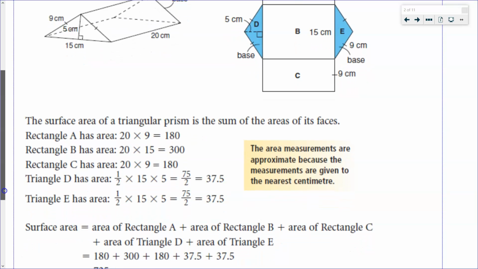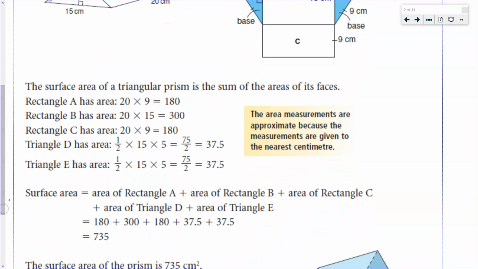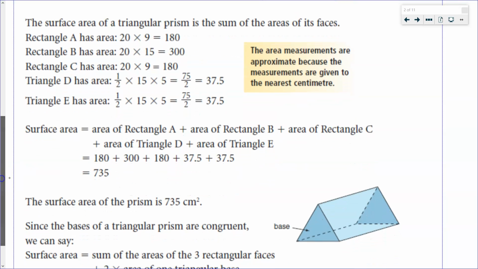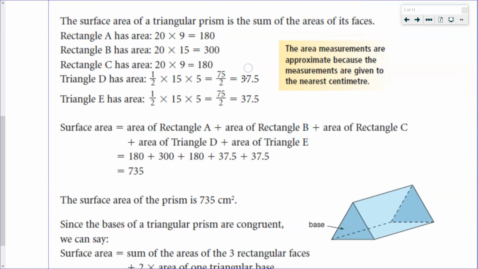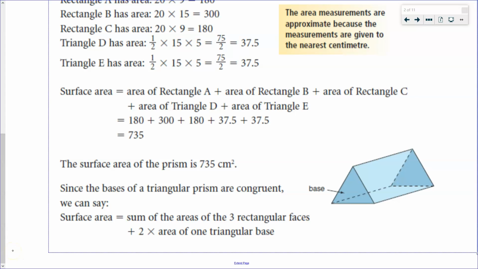I'm going to show you a shorter way, obviously. You aren't going to have to write out all of this, but know that it's the area of all the faces, and the answer is 735 and it's centimeters squared because we're doing area. And since the bases are congruent, you can take the sum of the 3 rectangles plus 2 times the area of 1 triangle. Instead of doing this right here twice, you just take this number, sorry my screen's shifting, and multiply it by 2. Alright, that's it for that slide.